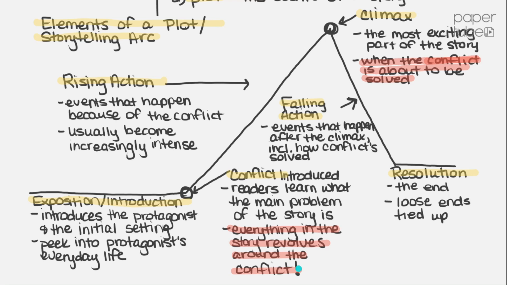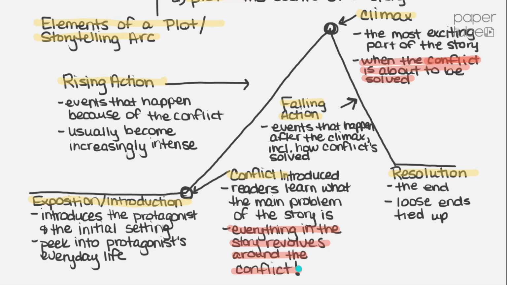So in the storytelling arc, we have 6 ways to further divide the plot to understand what kind of action we should be expecting. At the beginning of the story, you can see that we've got this bit called the exposition or the introduction. They mean the same thing. So in the exposition/introduction, you're being introduced to the protagonist of the story, and we usually get a little peek into their everyday life. We also are introduced to that initial setting. I say initial because remember, the setting of the story can change as the story progresses.